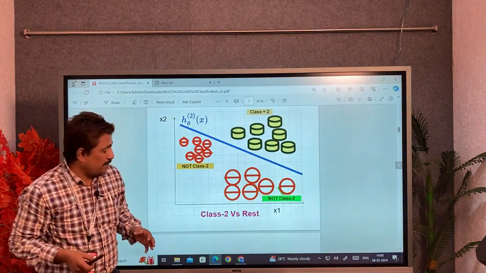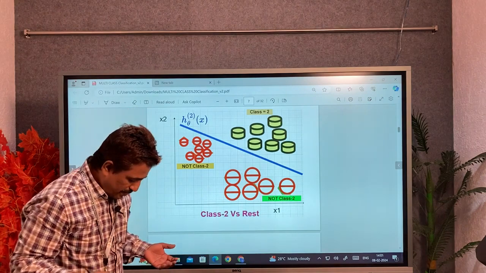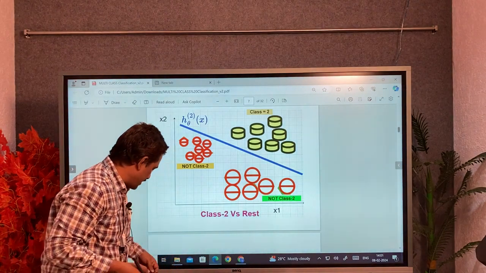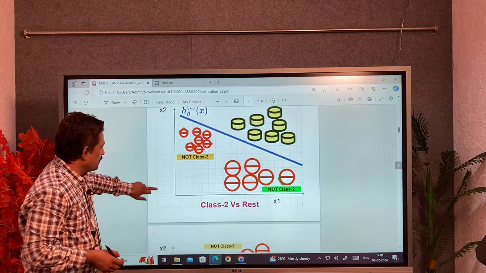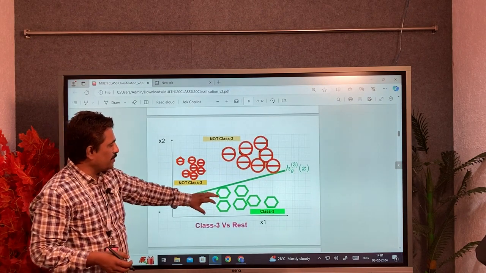Now, we will see what the last one is. Obviously, we have class 3 versus remaining. Okay. So, how does it look? Our class 3 is polygons, so polygons versus not polygons.